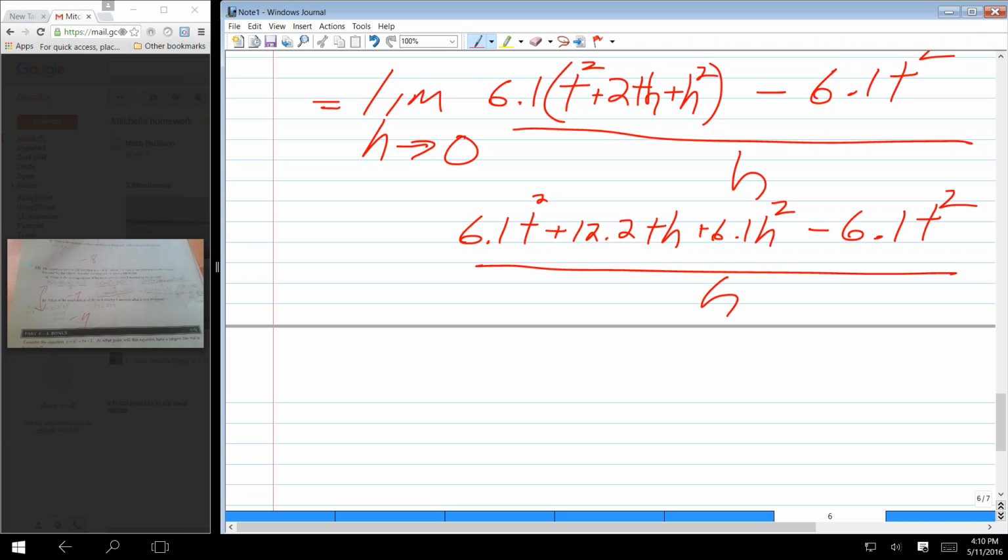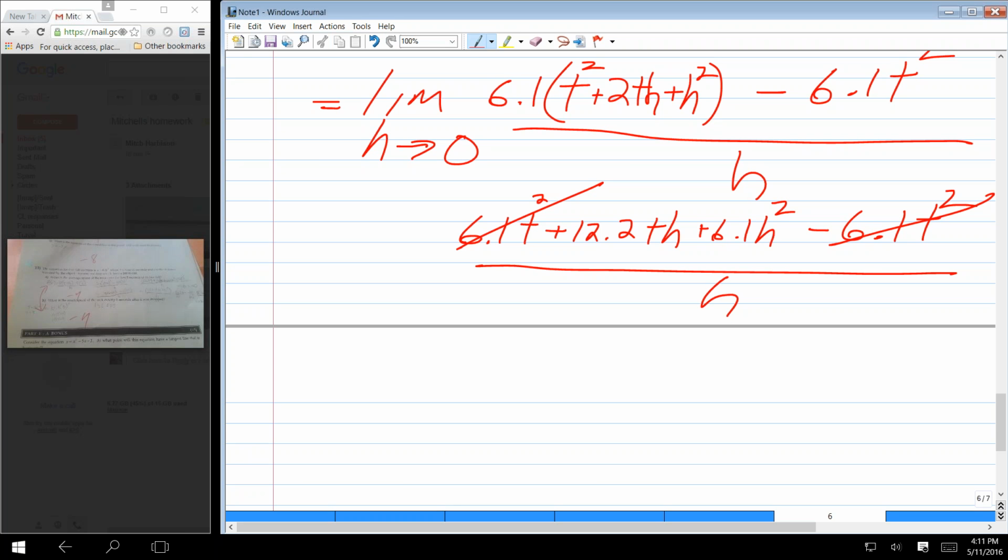Now let's simplify. And here's the thing. No matter what the original function was, everything that does not have an h in it is going to get canceled out. This 6.1 t squared gets canceled out with that negative 6.1 t squared. Notice that the only thing we have left in the numerator are terms with an h in it.